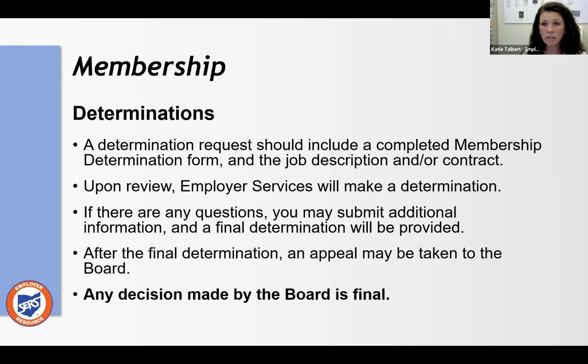If the school district doesn't agree with the determination we have provided, and that's okay, we will simply ask for more documentation to back up what you believe to be the correct membership determination. Employer services will then send it to legal. If we haven't already gotten legal involved, we will at that point. Legal will review all of the information provided and may ask for additional paperwork. Then the final staff determination will be issued to the employer.